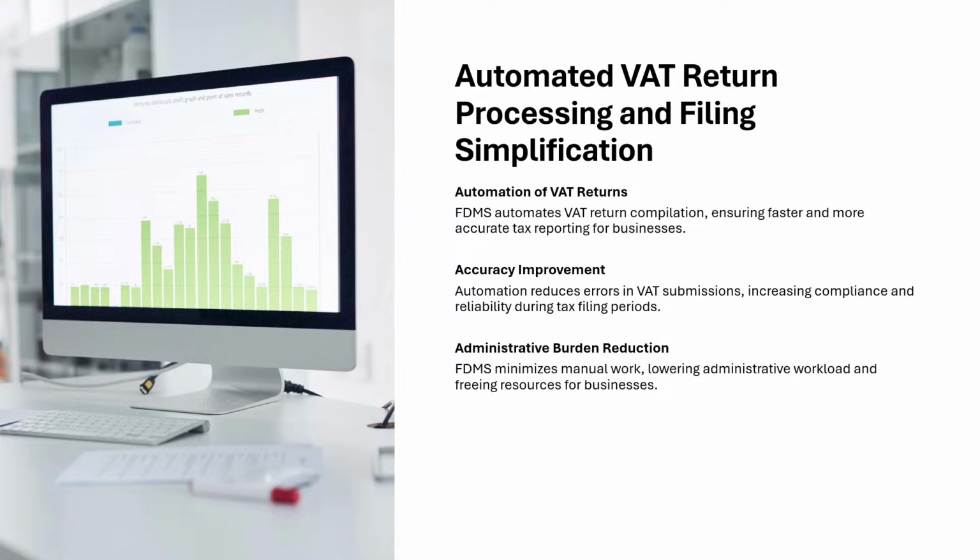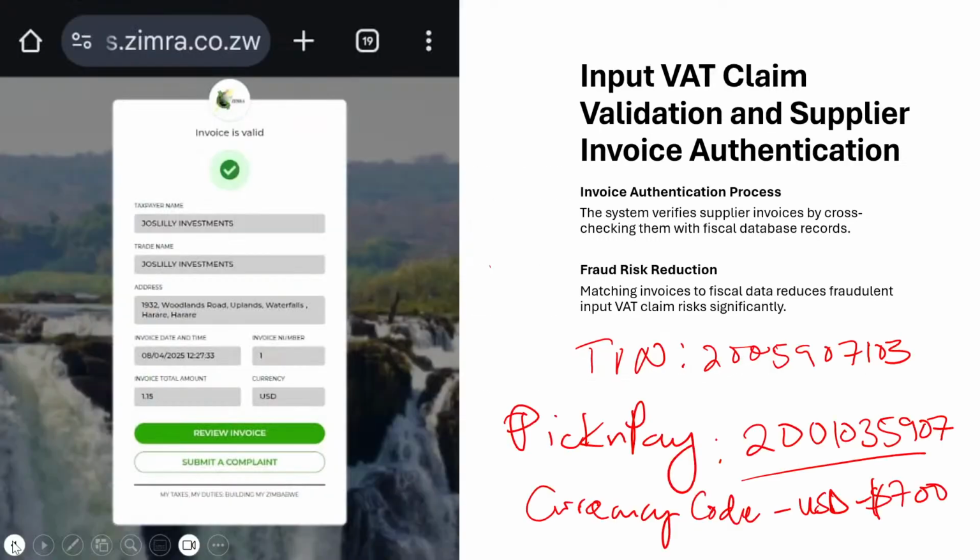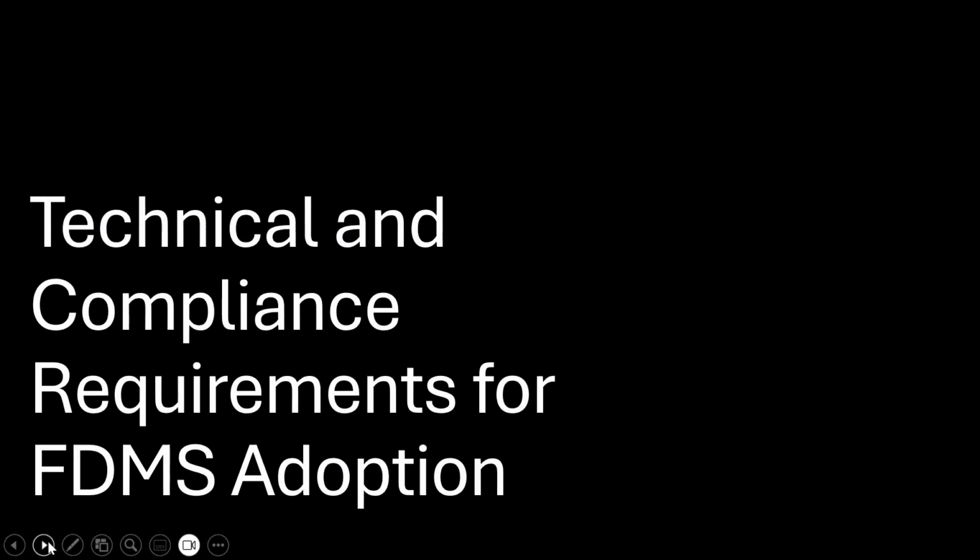you can easily scan. So the beauty of the QR code is that it will show you that this invoice is valid, and you can click review invoice to see if there are any errors that are not supporting that invoice to be claimable for VAT, for input VAT. So that's the way it's shaping up in Zimbabwe.